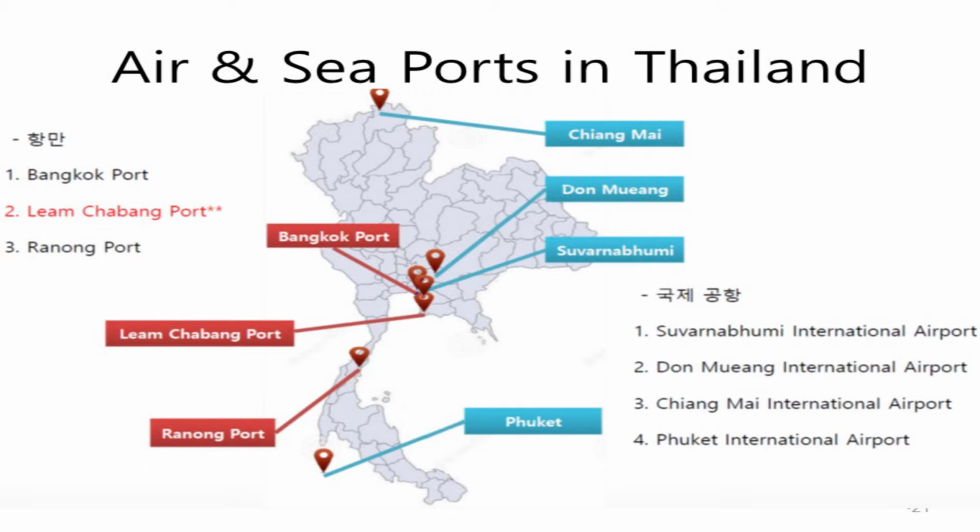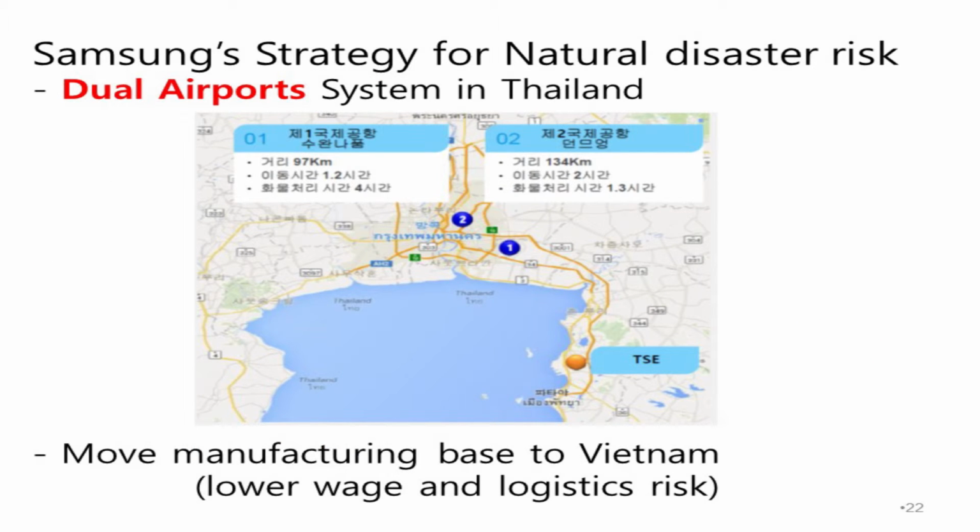Looking at that, Samsung changed their policy to diversify their ports. They tried to find an alternative port other than Laem Chabang port, but it was almost impossible because there is no alternative port in Thailand. But they adopted a dual airport system in Thailand, so that if one airport is not functioning, they can use the other airport. That is one strategy they have adopted since 2011.